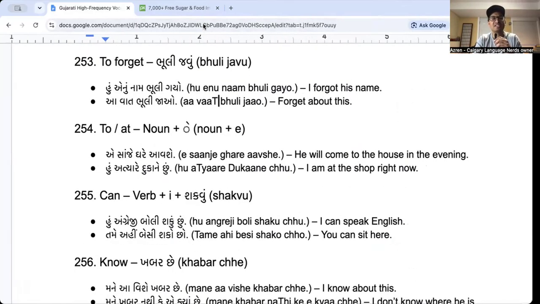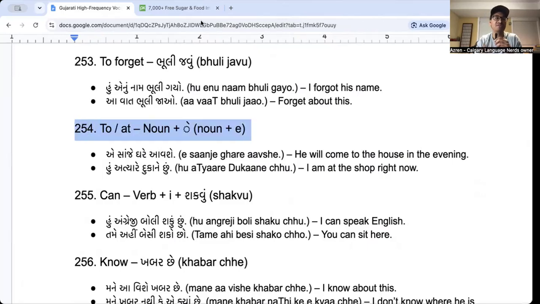Okay, this one is easy. Honestly, I'm actually surprised, it's at number 254. I'd almost feel like it should be earlier. I feel like it's more frequent. If you want to say to or at, and we've seen this a lot, ghare at home, dukane at the store, kame at work. We've seen this a lot. So we're going to skip the examples here.